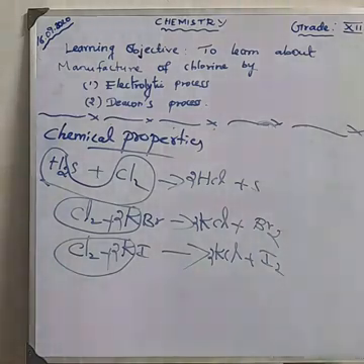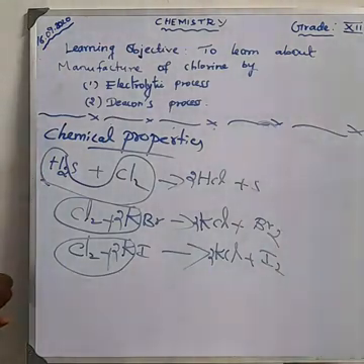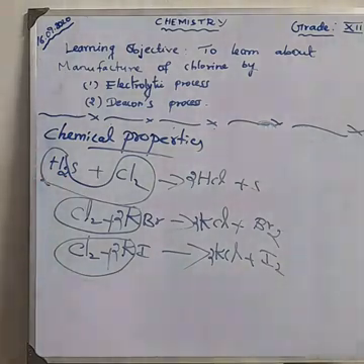Next one, a very good reaction between chlorine and ammonia. Here chlorine reacts with ammonia to form ammonium chloride. Before that, first of all, chlorine reacts with ammonia, we get hydrochloric acid and also nitrogen. Hydrochloric acid reacts with ammonia to form ammonium chloride. Then you should also write the overall reaction. Whenever you write the reaction between ammonia and chlorine, you should write the overall reaction.